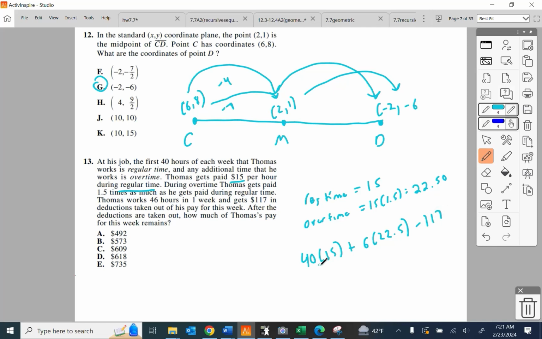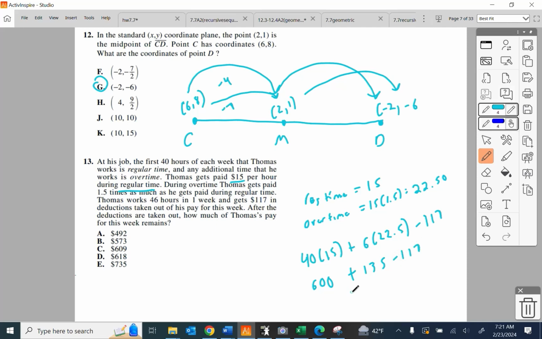And I just don't want to switch over to a calculator. Maybe I should. But anyways, this is 600. What's that going to be? 132, 135. Yeah, 132. That's 135.